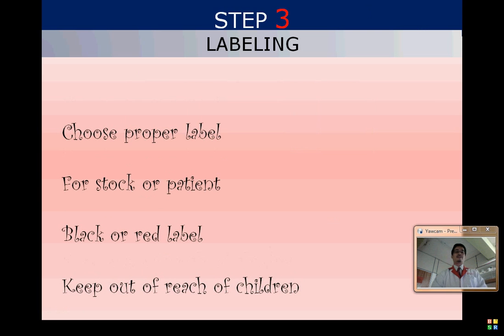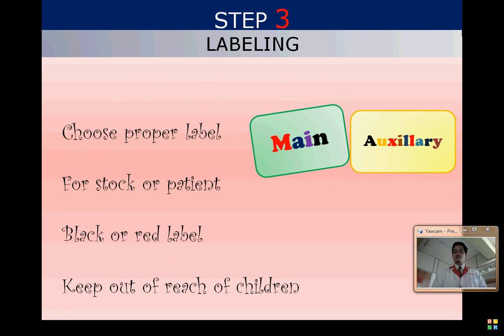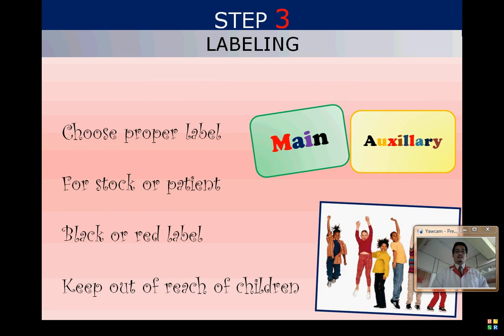Step number 3. You have to prepare the labels, proper labels. You have to choose the proper labels. You have to identify whether the preparation that you are giving out is for stock or for patients, whether you want to use black or red labels, and the most important label that you must not miss out is "keep out of reach of children."